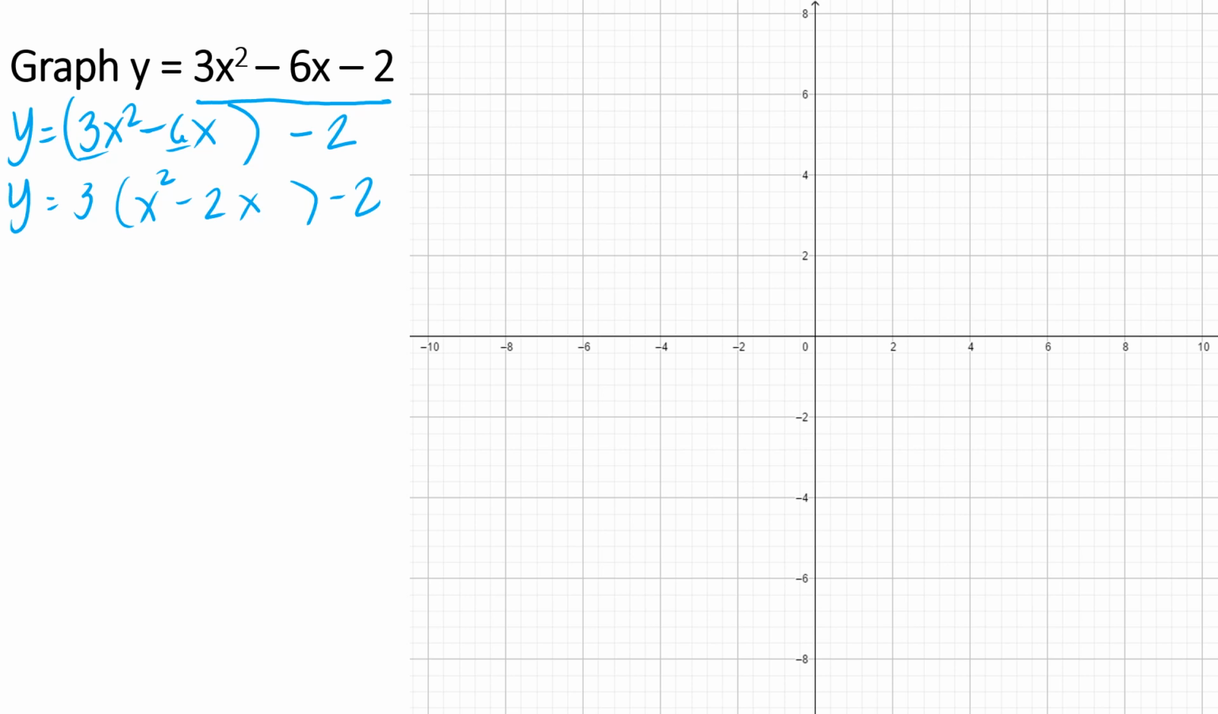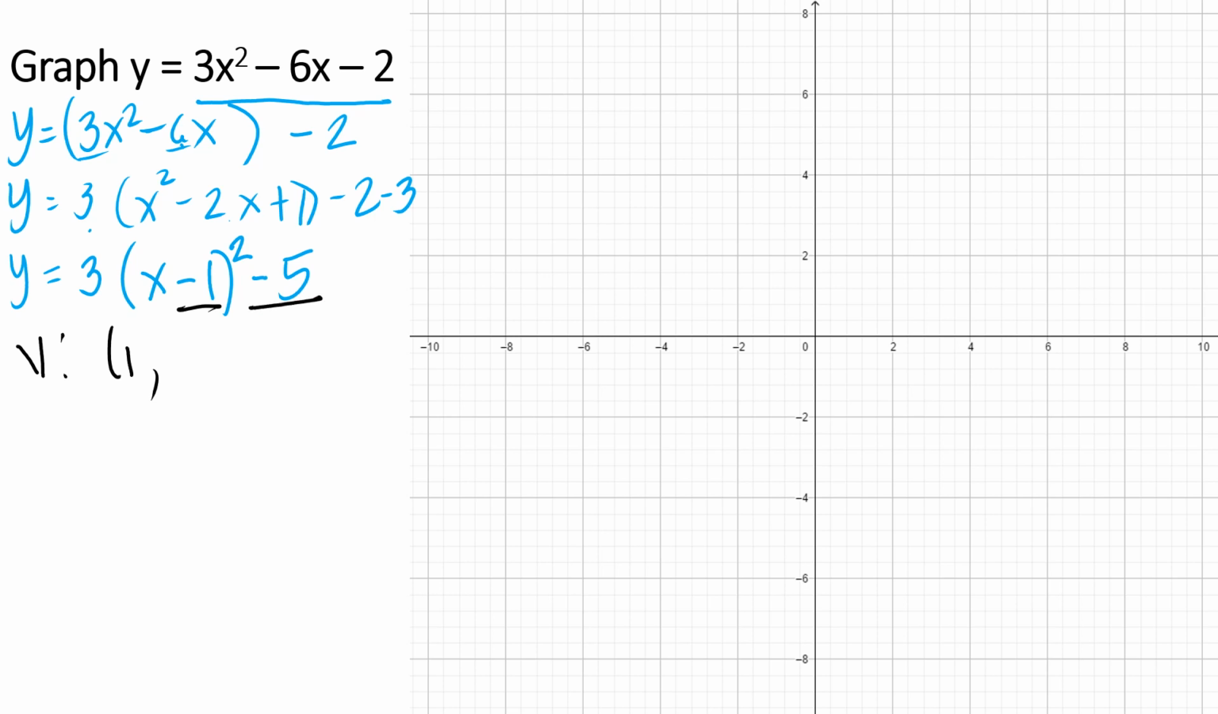So, 3 divided by 3, 1. 6 divided by 3 ay 2. Hanap natin yung third term. 2 divided by 2, 1 times 1. So, plus 1. Minus 1 times 3. So, minus 3 tayo. So, get the square of binomial. Square root of x squared, x. Square root of 1, 1. Sign middle term 1. Negative 2 minus 3. Negative 5. Yun. So, since nasa vertex form na tayo, pwede natin makuha ang vertex. So, that's positive 1 and negative 5.